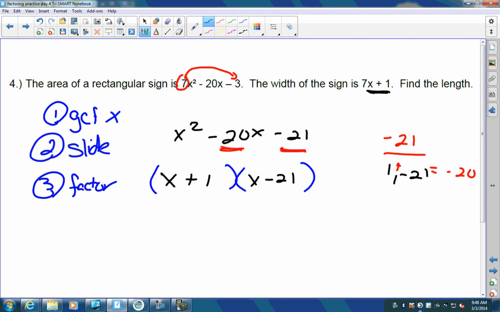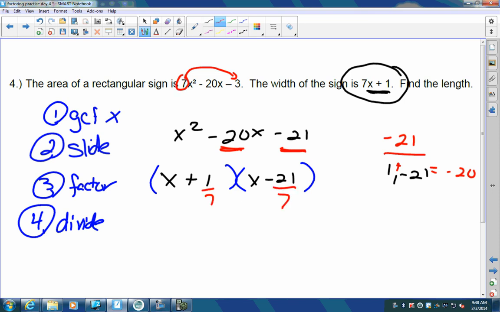Now, you know what some people tell me? Well, that can't be right, because they already told me that 7x plus 1 is one of my factors. Well, it is, because what's the last step that we have to do? We have to divide. And what number am I dividing by? 7. Well, 1 divided by 7, that's a fraction. That doesn't work, so I take the 7 and put it in front of the x. There's my 7x plus 1.